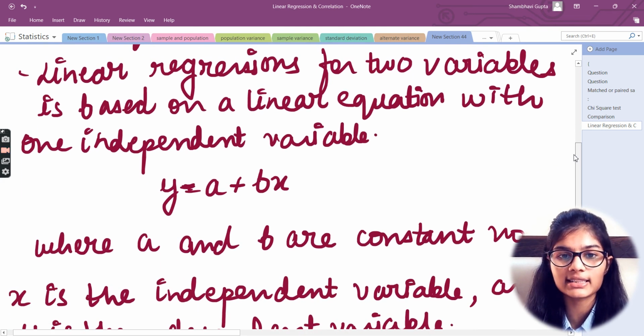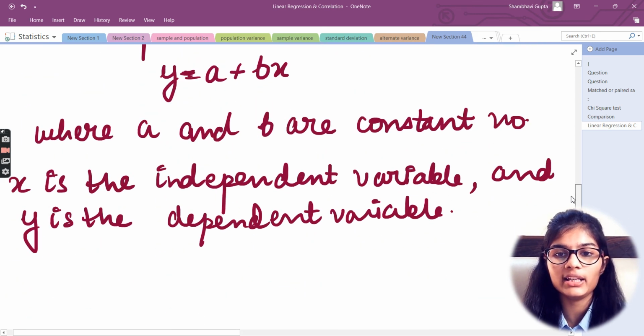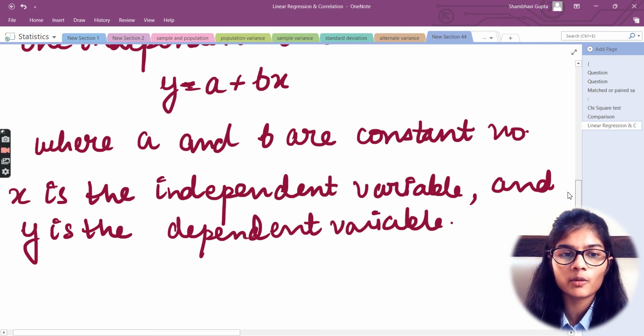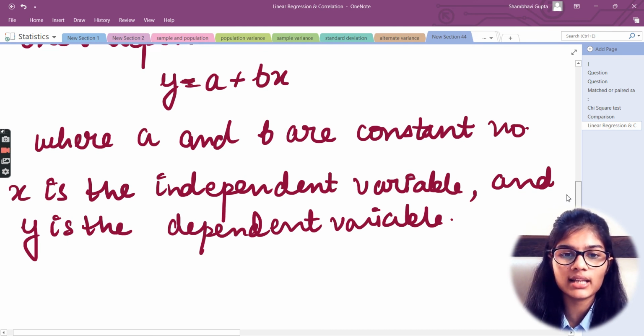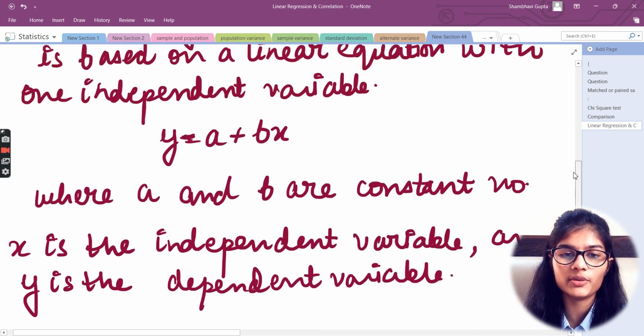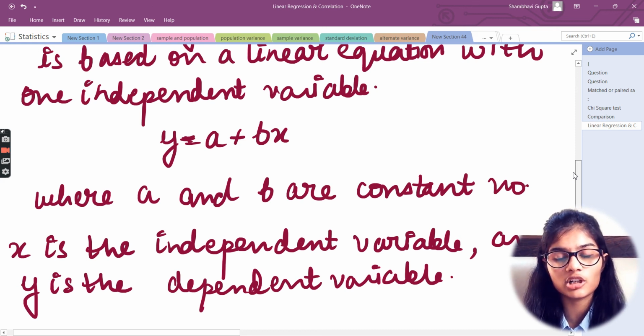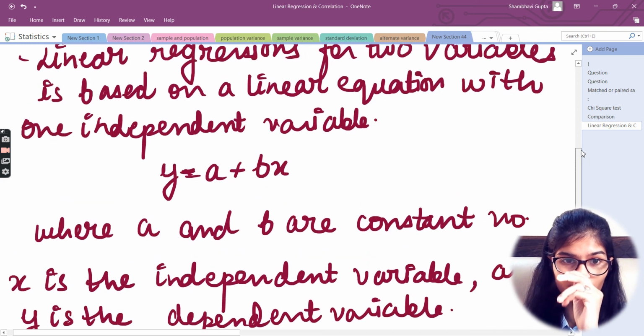Y is equal to a plus bx, where a and b are the constant numbers which we are having here. What about x? x is the independent variable and y is the dependent variable. So it completely depends on you what variable you set as dependent and what variable you set as independent. You choose a value to substitute for the independent variable and then solve for the dependent variable. Hope I am very much clear with this to you as well, right?